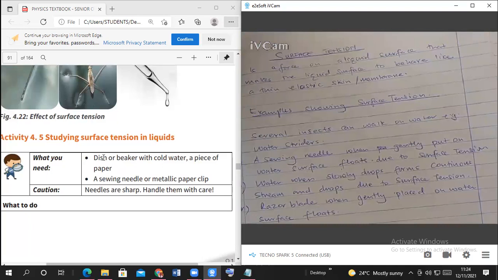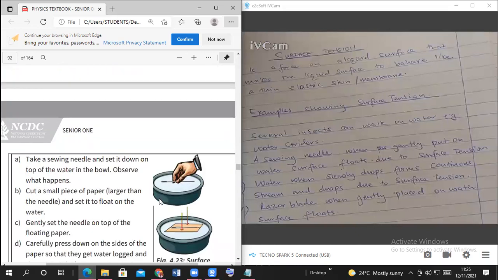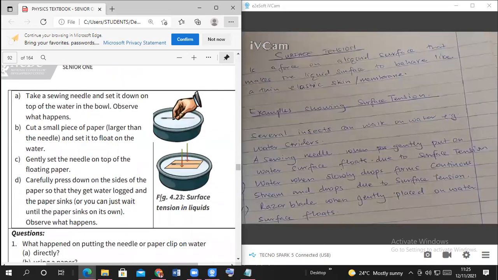So what you need: a dish, a beaker, cold water. You need cold water, not warm water. There's a reason why you need cold water. And a piece of paper, a sewing needle and a metallic paper clip. So caution, needles are sharp, handle them with care. That's the caution. So what is the procedure?